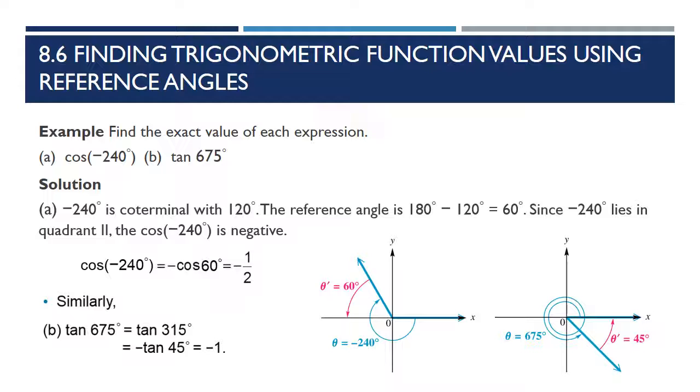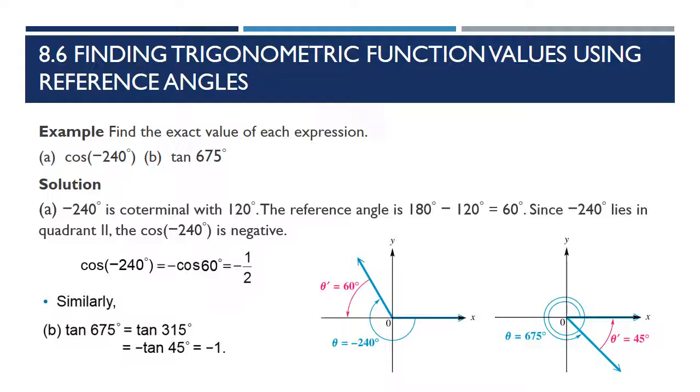So negative 240 degrees would be coterminal with 120, which gives us a reference angle of 60 degrees. So we have a 30, 60, 90 triangle, and the cosine of 60 degrees is 1/2. This lies in quadrant 2, so it'll be negative 1/2.